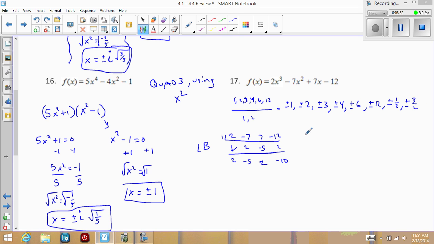Okay, if I try 2, 2, negative 7, 7, negative 12, I get 2, 4, negative 3, negative 6, 1, 2, negative 10. Okay, well, that worked out as a lower bound as well. So now I don't need to check the positive 3/2. So apparently 2 is a better lower bound than the 1, right? So now we try 3.